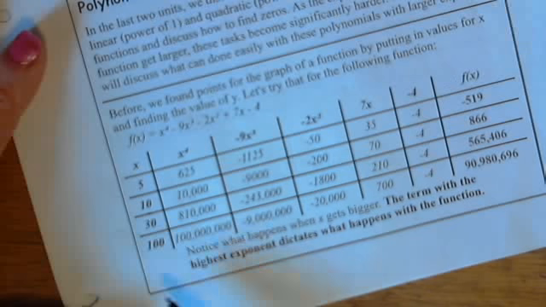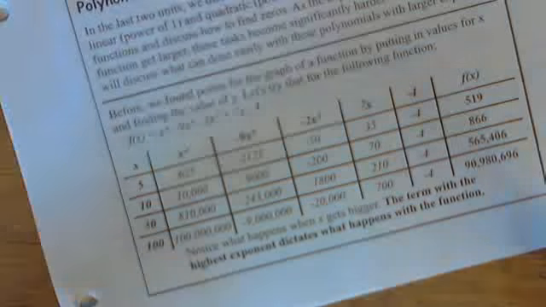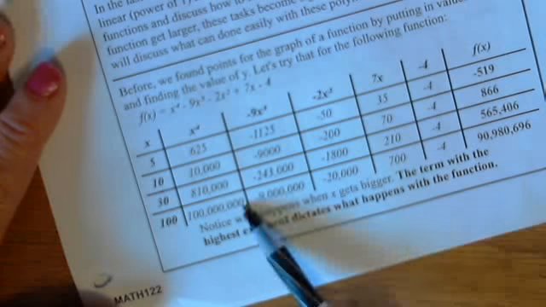So the question is, which term in this polynomial is affecting the size of the polynomial the most? And if you look at these numbers, 100 million, negative 9 million, negative 20,000, and negative 4. Which one is sort of overpowering the polynomial? That would be the first term. It's affecting the polynomial the most.